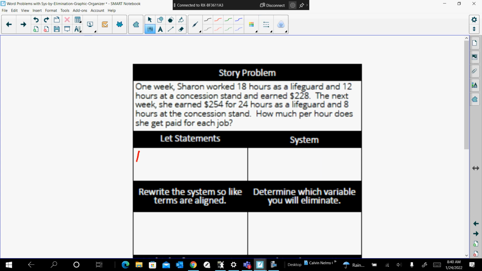So we need to define our X and our Y. What could our X represent?